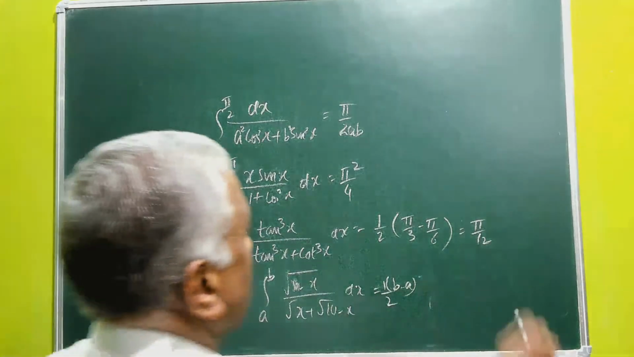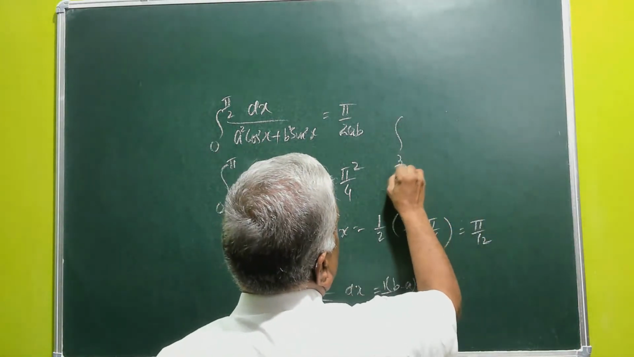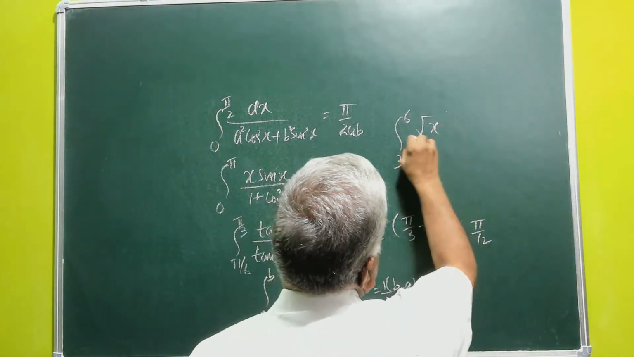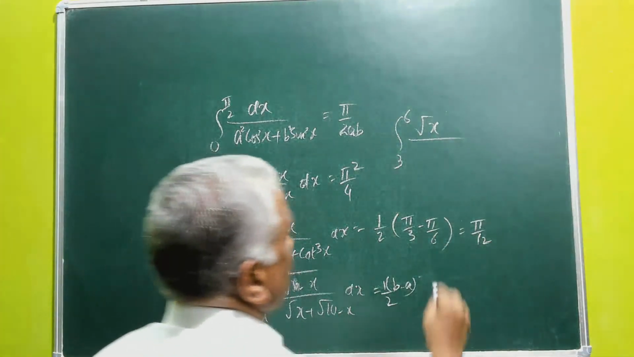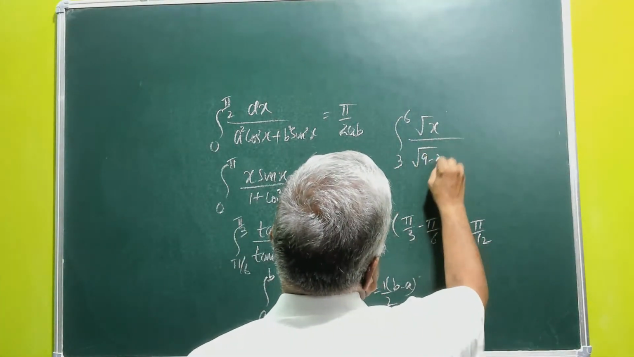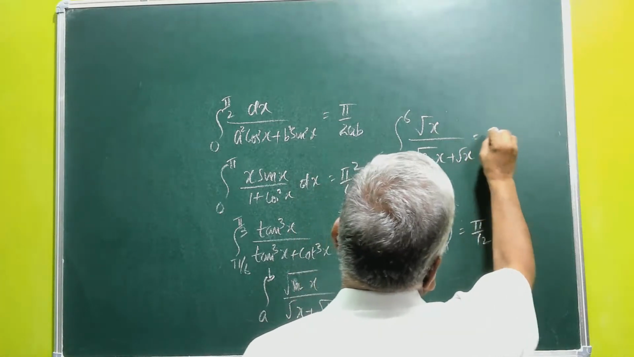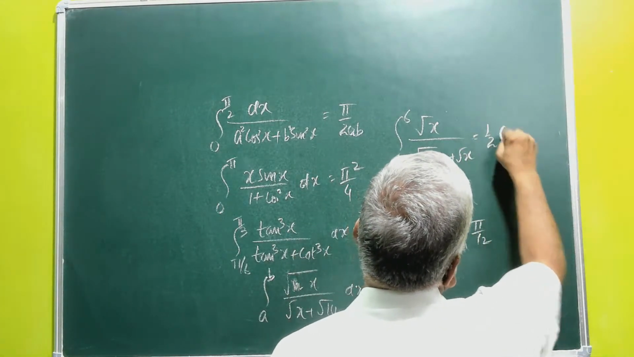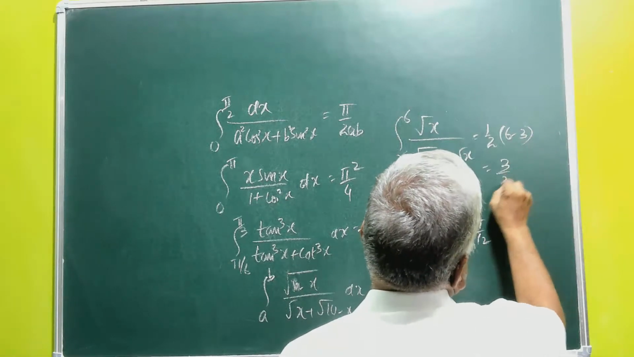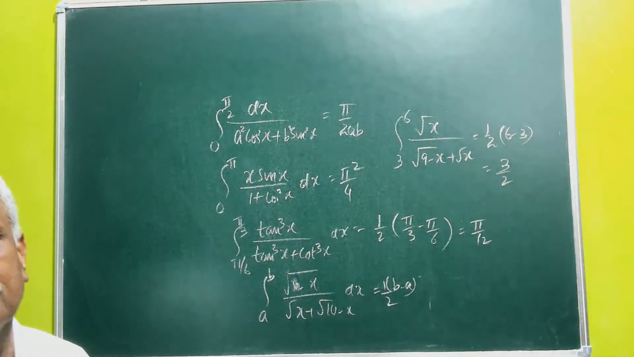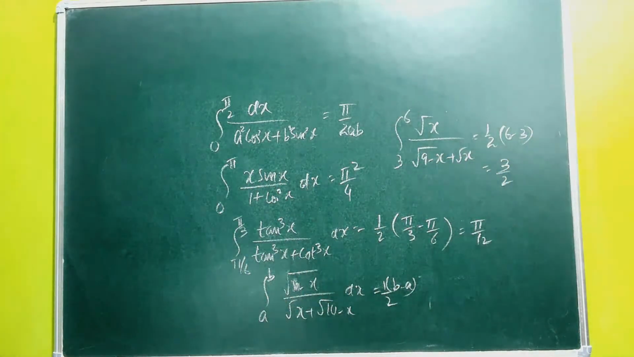For the problem, we shall work it out. 3 to 6, root x over root of 9 minus x plus root x. The answer is half of b minus a. b is 6, a is 3. So 3 by 2 is the answer. So if you remember these formulas, working some of the problems is going to be very, very easy.